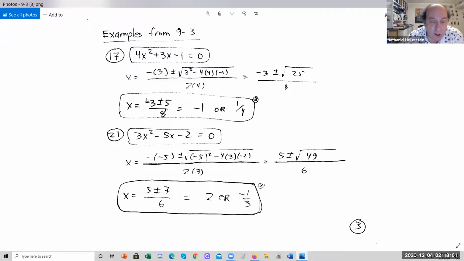And if you work it out, negative 3 minus 5 over 8 is negative 1. Negative 3 plus 5 over 8 is 1/4. So these are the two solutions, negative 1 or a quarter.